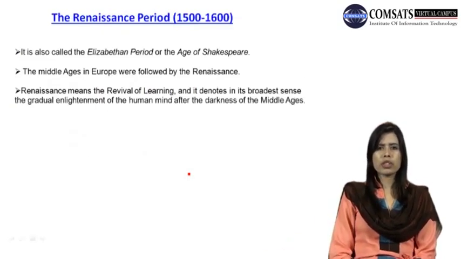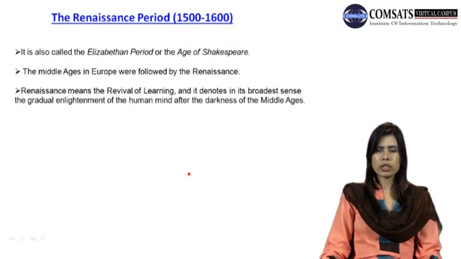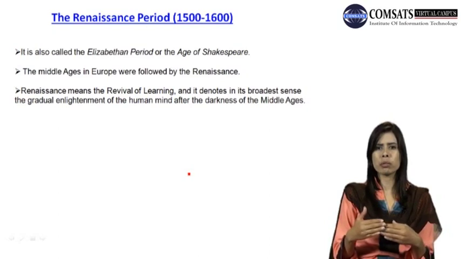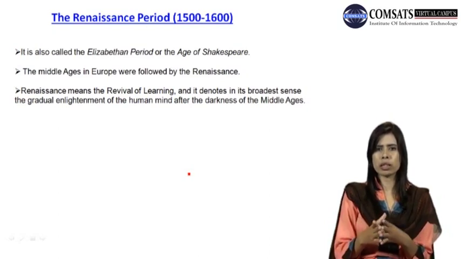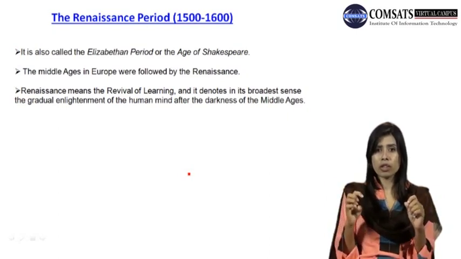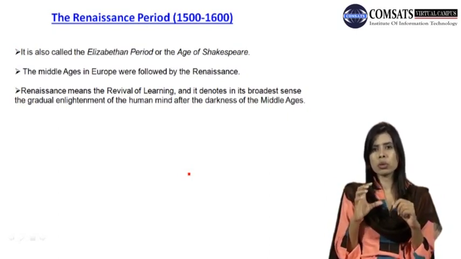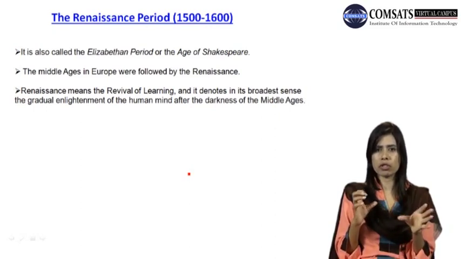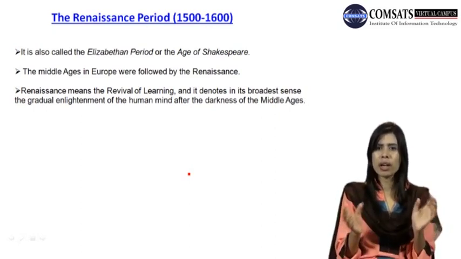The third period in the history of English literature is the Renaissance period, which started in 1500 and ended in 1600. So this comprises a full-fledged century. It is also called the Elizabethan period or the age of Shakespeare. Here, students, I am introducing different terminologies like Renaissance period, which is the name of the period that started in 1500. This is also called the Elizabethan period and the age of Shakespeare.